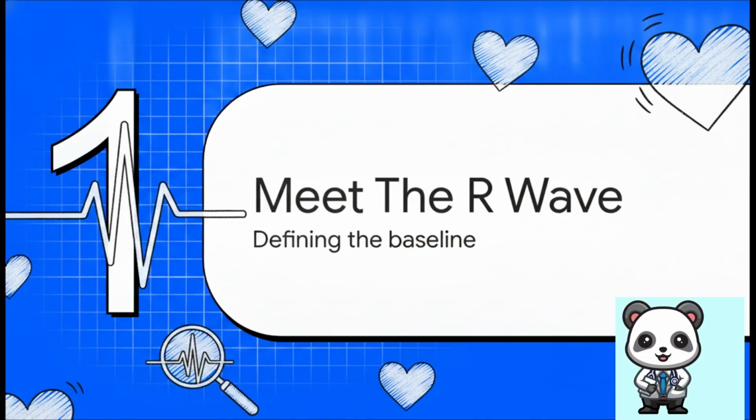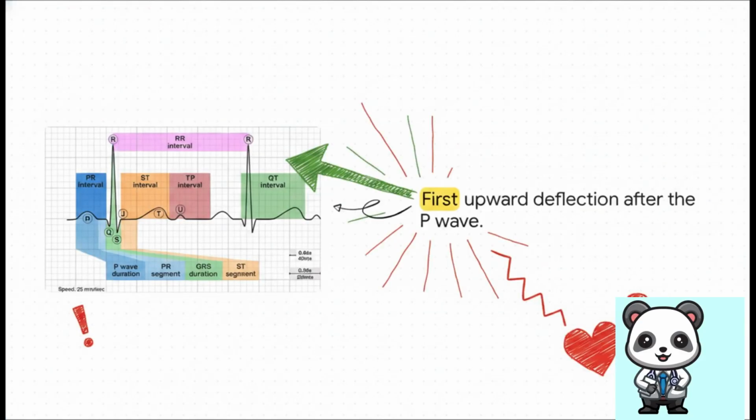Section 1. Meet the R wave. Let's get our baseline sorted. Okay, so the R wave. It is simply the first upward deflection right after the P wave. That's it. It's that towering peak sitting smack in the middle of the QRS complex. Physiologically, this upward spike is early ventricular depolarisation, literally the exact moment the main pumping chambers of the heart get the electrical signal to squeeze.